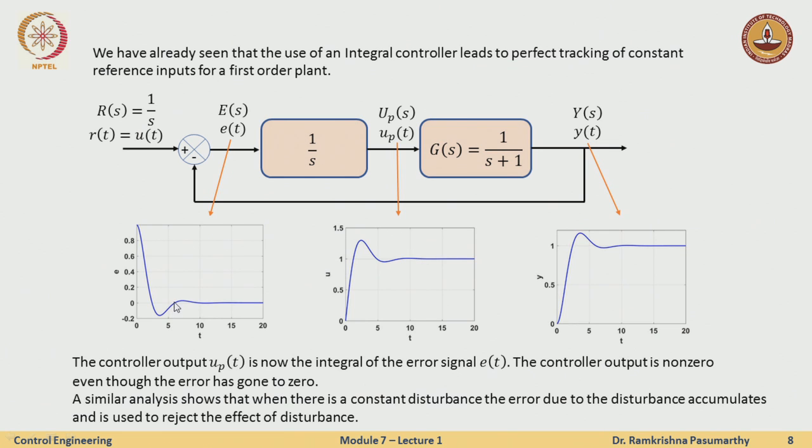You can see this here, right, here the error has gone to 0, the input to the plant is non-zero, right, and as it goes to 0 there is still some steady state value for the input. A similar analysis I could also do for the disturbance rejection as we had seen in some problems earlier.